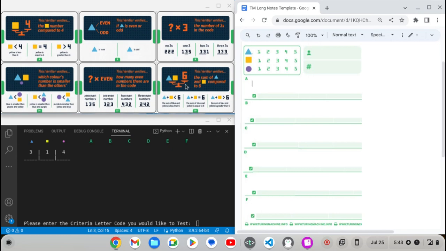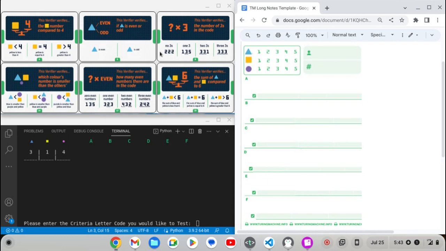And finally, criteria card F will look at our first and second digit, triangle and square, but in this case it'll add them up and compare it to the number 6. So should the sum be less than 6? Should the sum be equal to 6? Or should the sum be greater than 6? Remember, the objective of today's puzzle is to find that unique 3-digit code that abides by all of the 6 criteria cards we just discussed.